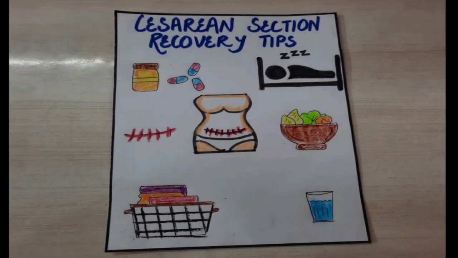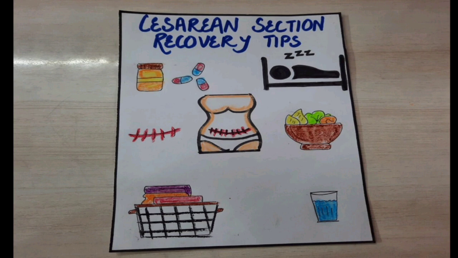Then, the cesarean section recovery tips are like you could follow the drugs advised by the doctors. You have to take proper sleep, and the lining of the surgical incision and the sutures should be properly assessed. You should take proper rest. You should eat properly. You should drink a good amount of water, and you should wear proper clothes.